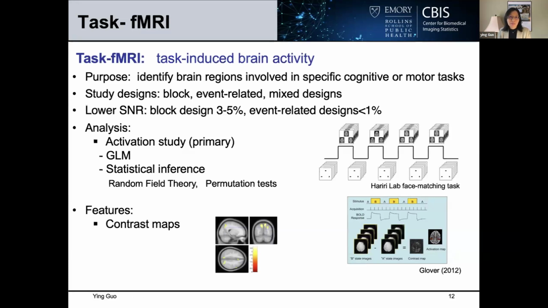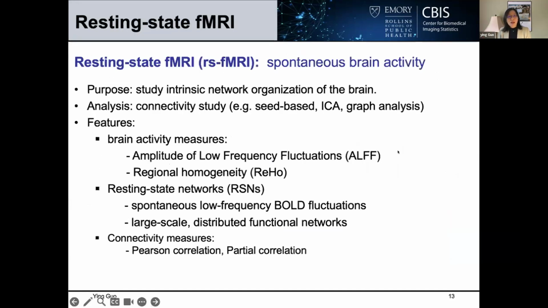And for task fMRI, the main study analysis goal is to study the activation, like a GLM type of regression, and other types of statistical inference have been used. The main feature that has been extracted from task fMRI is these contrast maps, where you are basically comparing the images under the control condition versus the task condition to get this contrast or T-map, as we often say, that is used to predict some clinical outcomes or group memberships.